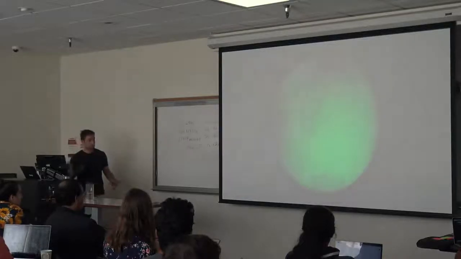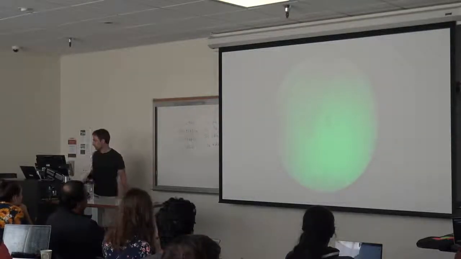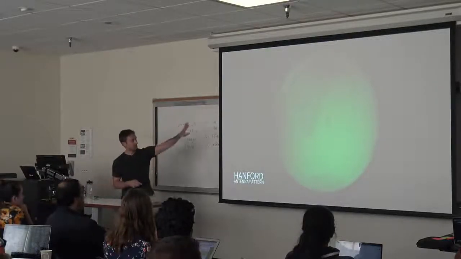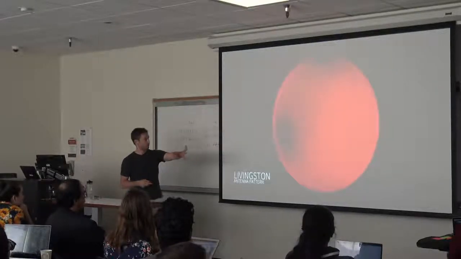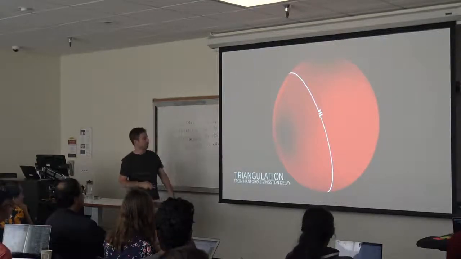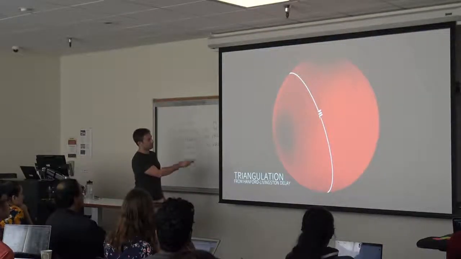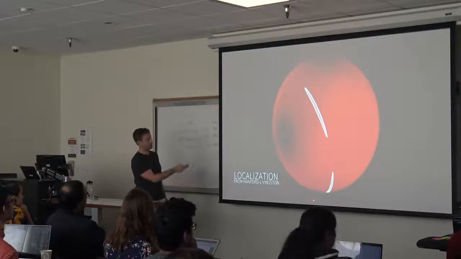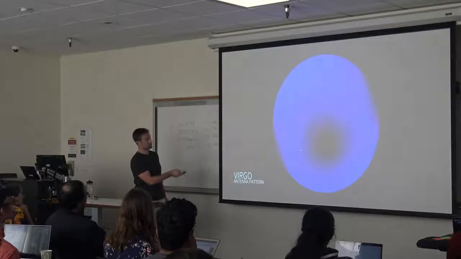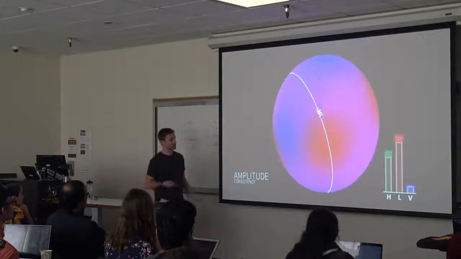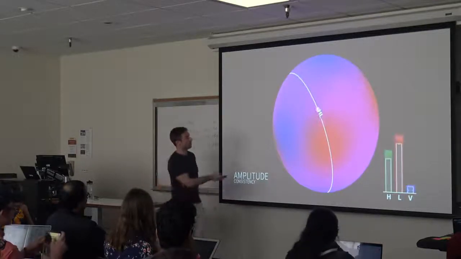It's important information because of the antenna patterns. So this is the Hanford antenna pattern. Brighter is more sensitive. This is Livingston. Hanford and Livingston have basically the same antenna pattern. This is the triangulation annulus, and this is the localization that you get just from Hanford and Livingston. This is the Virgo antenna pattern, which has less sensitivity precisely where Hanford and Livingston are the most sensitive.